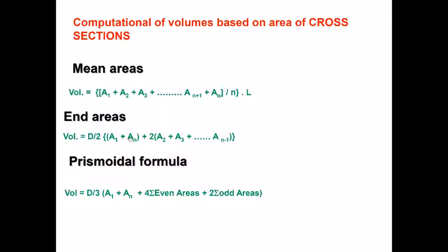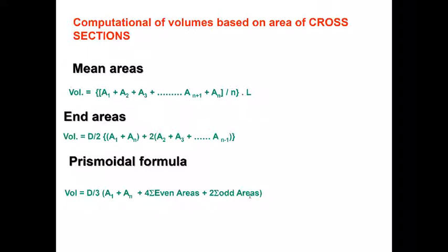But in this case, instead of the linear dimensions, we have the areas, and then we multiply by the third dimension to get the total volume. And then we have the Prismoidal formula, which is similar to Simpson's rule. So we have d by 3 multiplied by the first area plus the last area plus 4 times the sum of even areas plus 2 times the sum of odd areas, again something that we have seen before.